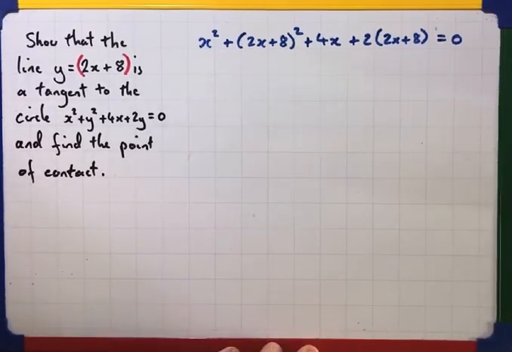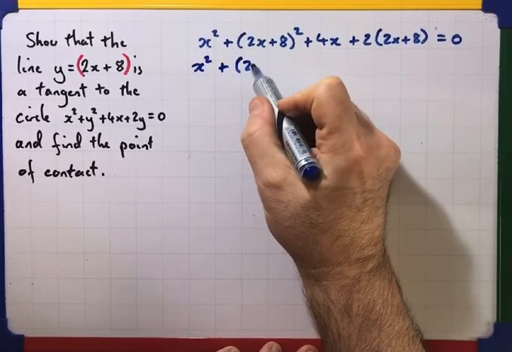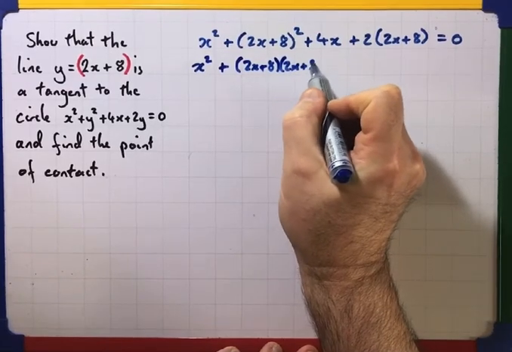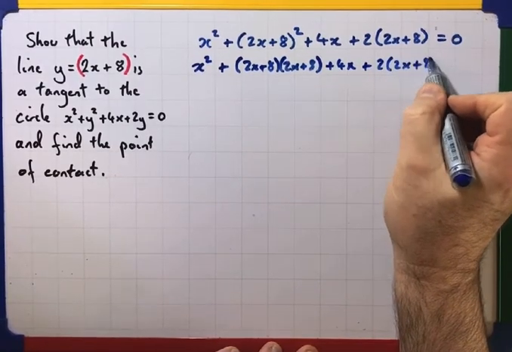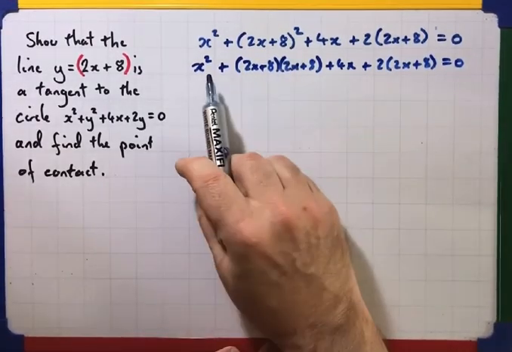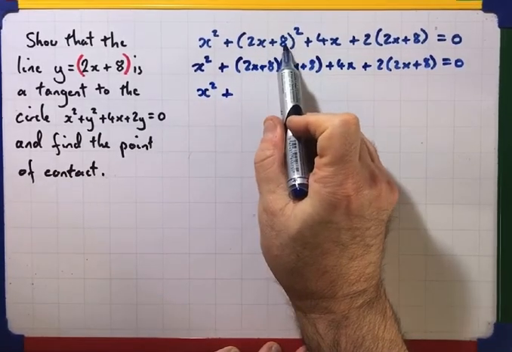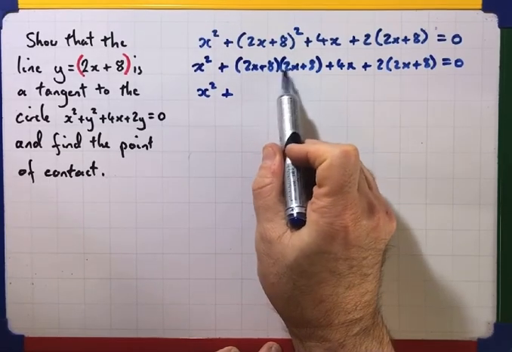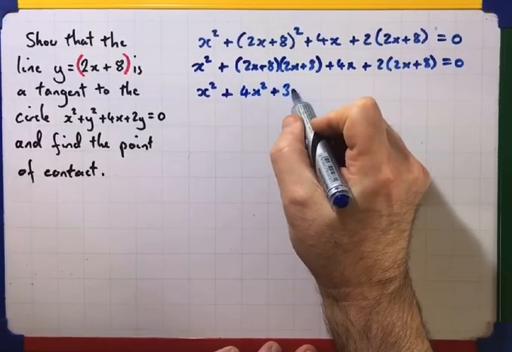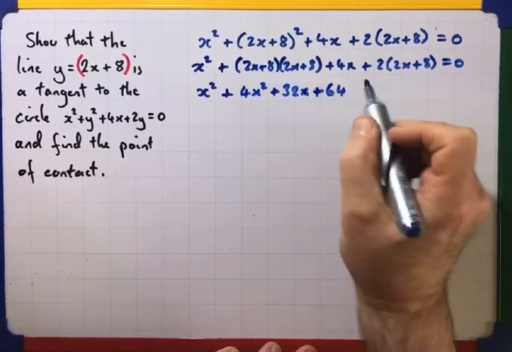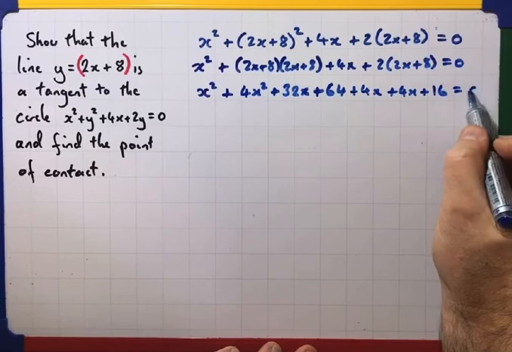Now I'm going to multiply out and tidy up. Remember, if we're doing that, it's 2x plus 8, 2x plus 8. Don't forget to do the middle bits. I wouldn't necessarily write this step in, but it stops you making the mistake of just writing down 4x squared plus 64 and thinking that's it. It's not. You've also got the 16x and the 16x, which is 32x. So that gives you your 4x squared plus 32x plus 64 plus 4x plus 4x plus 16 equals 0.